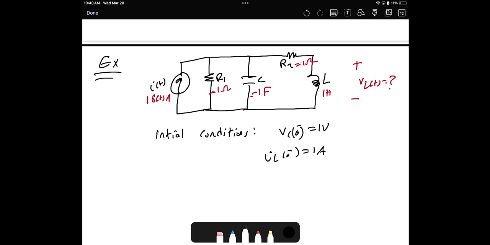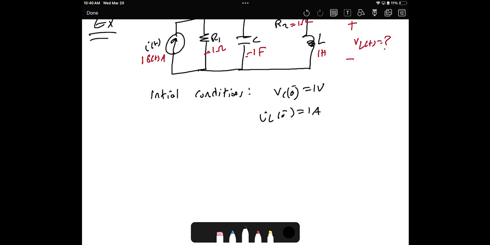Since the initial conditions are known, all of these elements are written in signal analysis, so I can do the Laplace transformation. So let's start with the current source. The current source will be I of s, right? What's the I of s? What's the Laplace transformation of delta?